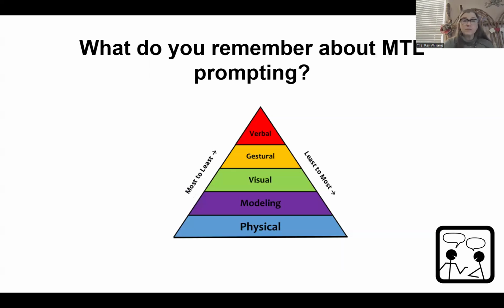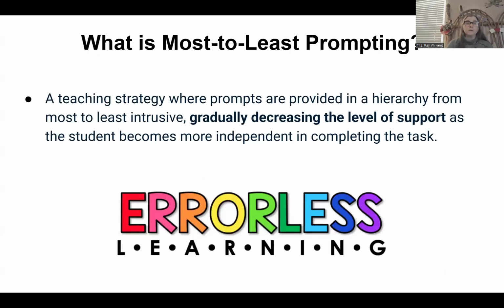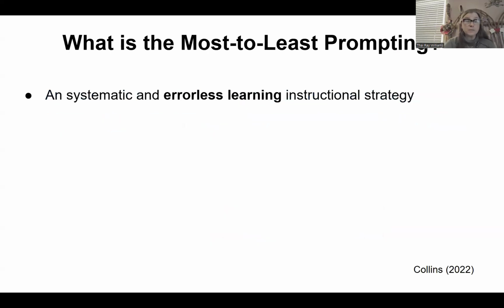All right, so let's move forward and talk about most to least prompting. Well, it is an instructional strategy, again, where we use a prompting hierarchy, and that is going to be a hierarchy that is individualized for your student. And you're going to be working across that prompting hierarchy from the most intrusive prompt to the least intrusive prompt. And so you're going to gradually decrease that level of assistance as the student becomes more independent or proficient in the skill that you're teaching them.